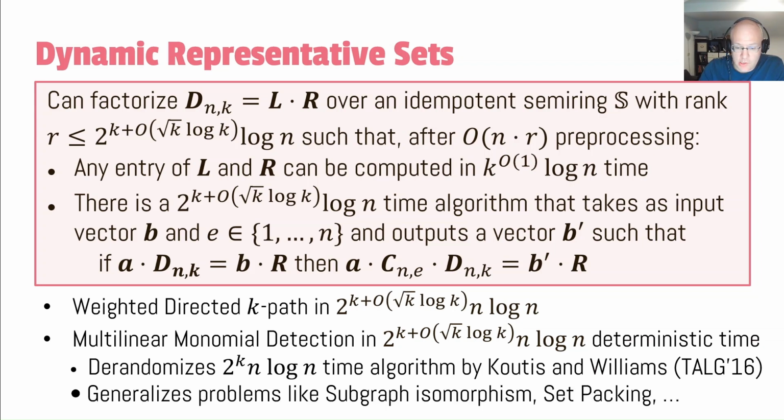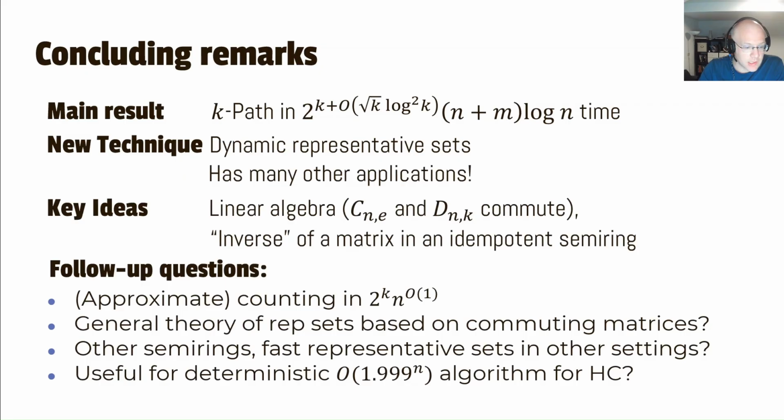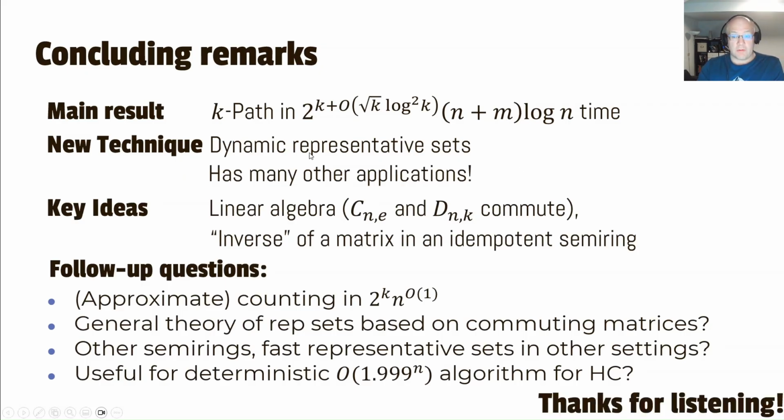Yeah, I sketched some reductions here with previous approaches. I'm running out of time, so let me just show you the last slide here. So the main result was this k-path. The new technique was dynamic representative sets, which also has many other applications. The key idea is to really put things in terms of linear algebra, and that these two essential matrices commute, and also this notion of inverse of a matrix that works in any idempotent semirings. There are quite some interesting follow-ups. I just want to put them there for your entertainment.